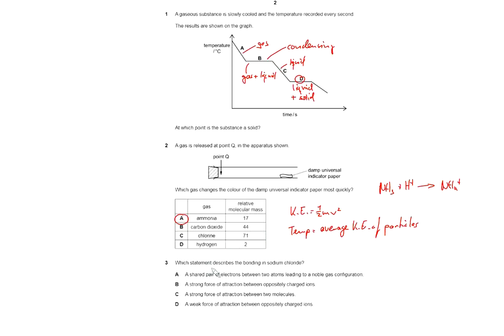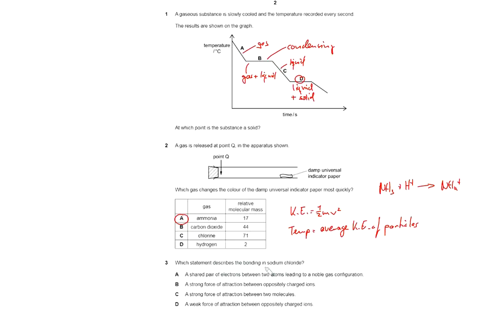Question 3. Which statement describes the bonding in sodium chloride? A: a shared pair of electrons between two atoms leading to a noble gas configuration. B: a strong force of attraction between oppositely charged ions. C: a strong force of attraction between molecules. D: a weak force of attraction between oppositely charged ions.